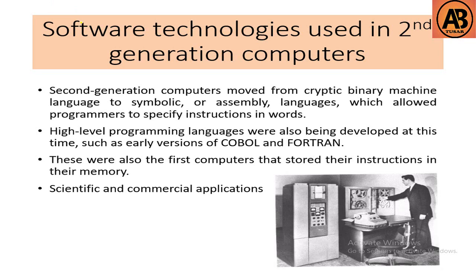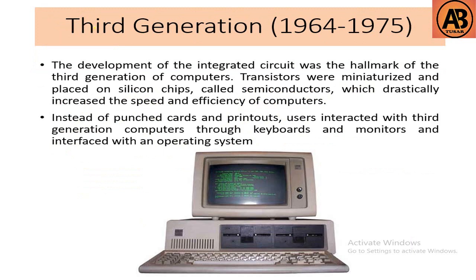Then software technologies used in second generation computers. Second generation computers moved from cryptic binary machine language to symbolic or assembly languages, which allowed programmers to specify instructions in words. High-level programming languages were also being developed at this time, such as early versions of COBOL and Fortran. These were also the first computers that stored their instructions in their memory. Scientific and commercial applications. Then third generation.